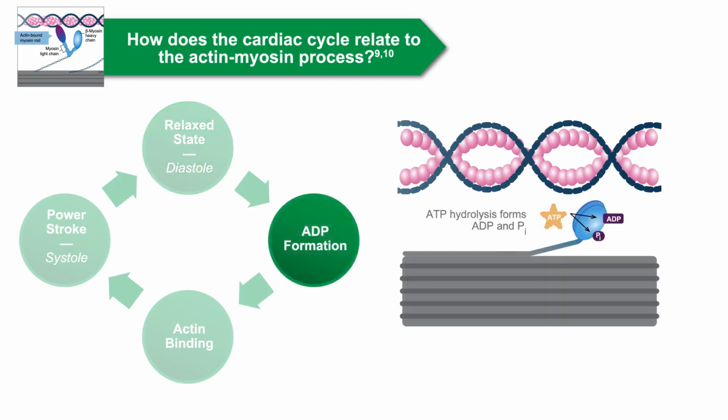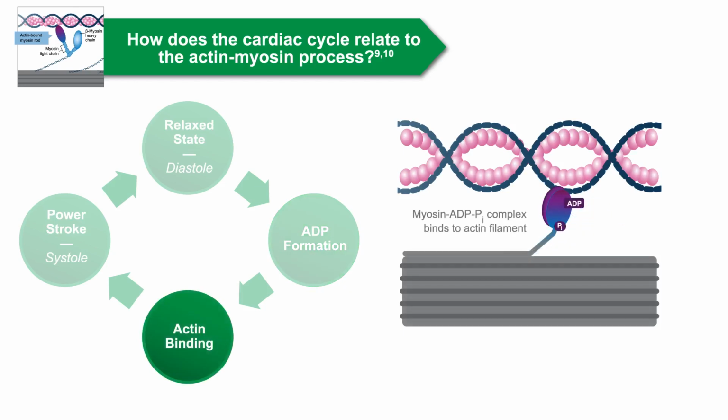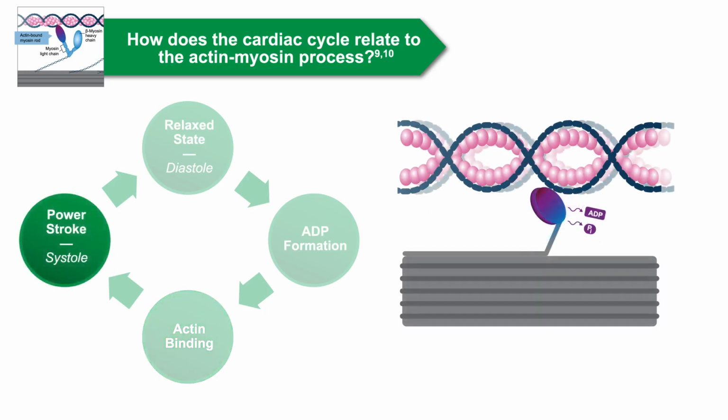ATP is then hydrolyzed to form ADP and phosphate, and this new configuration of the beta-myosin heavy chain is then able to bind once more to the actin filament. And in this conformation, it is able to loosely bind, or what is often called the weak actin binding conformation, to the actin filament.